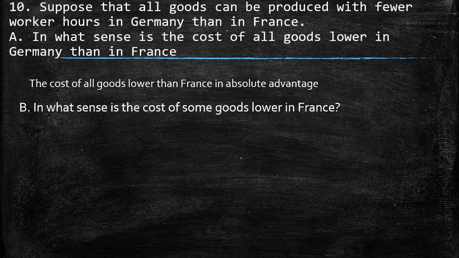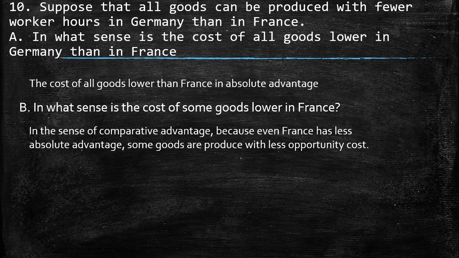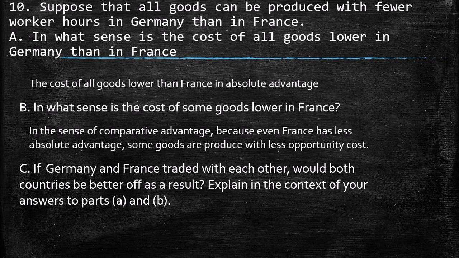In what sense is the cost of some goods lower in France? In this case we are talking more about comparative advantage, because even if France has less absolute advantage, some goods are produced with a lower opportunity cost. What does it mean? It means that in some goods they have a price lower than even the country which has the higher absolute advantage.